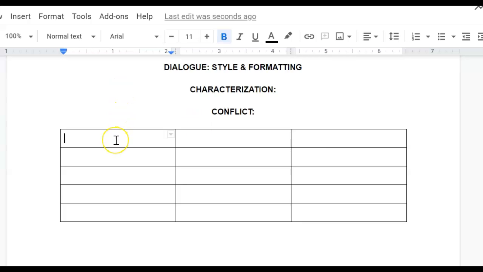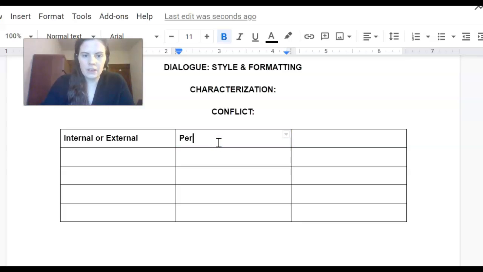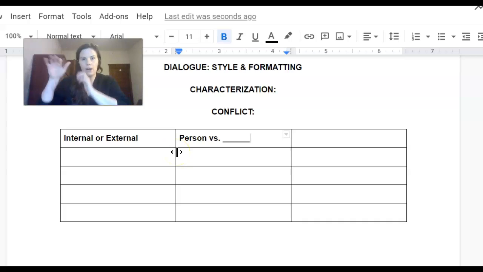So you're going to title this first one internal or external. This is going to be a categorization tool that we'll use in order to classify whether a conflict is internal or external. Then in the middle, you're going to say person versus. Now, this is the terminology that we're going to use to classify different types of conflict within the umbrella of internal or external. Obviously, every story isn't just based around people, right? Finding Nemo was an example used in the vocab, and that doesn't really revolve around people very much, but we're going to use that word person to refer to character or main character.